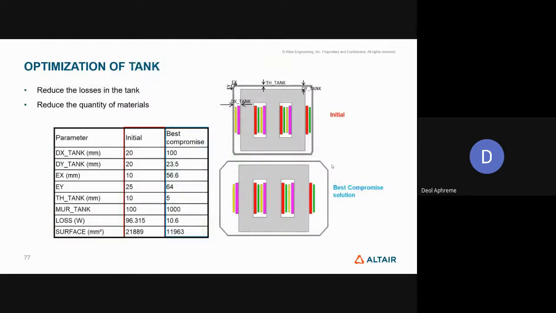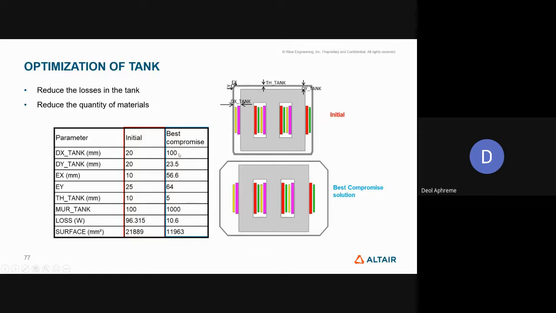There's another example of optimization where you're optimizing the tank around the transformer. For the initial design, we are given the design constraints: the thickness of the tank, the width on the x-axis and the width on the y-axis, and the chamfer on the corner. As you can see, the initial design was a fairly conventional design where you have a square with a chamfered corner, but there was a good amount of losses occurring, 96.315 watts, with a higher surface area interaction. So there was a good chance that the integrity of the transformer is limited.